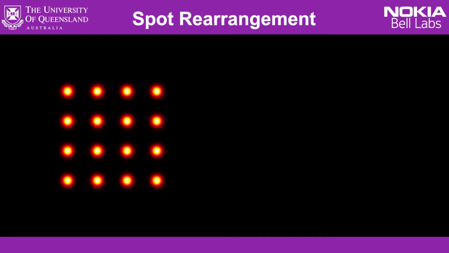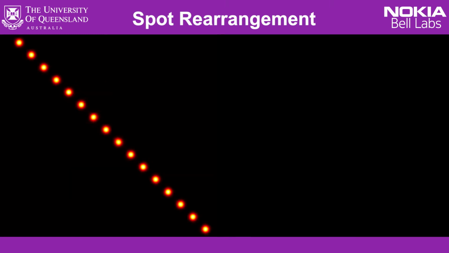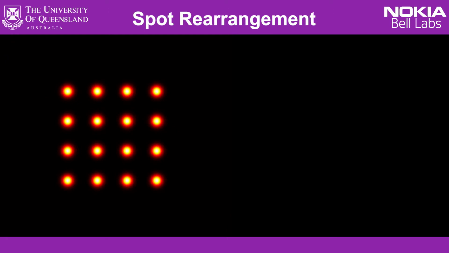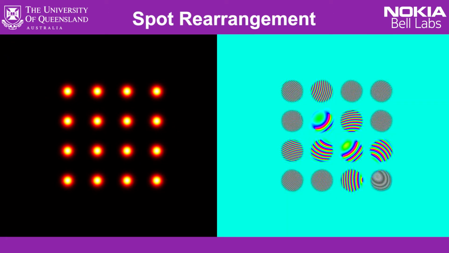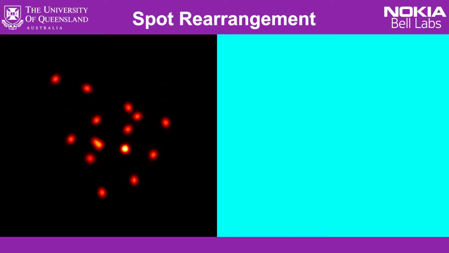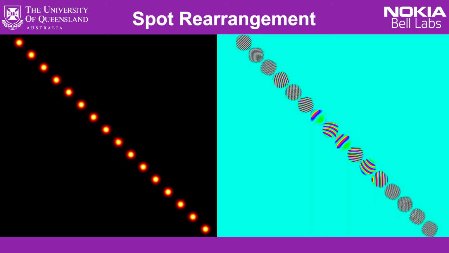Well, here's another easy one. We've got an array of spots, and we just want to rearrange those spots. For that, you just need two planes. One plane to tilt the spot in the right direction, and then one plane to stop the spot from going any further once it actually gets there. Again, as long as you've got enough pixels, the number of planes required doesn't scale with the number of spatial modes. It's always just two.